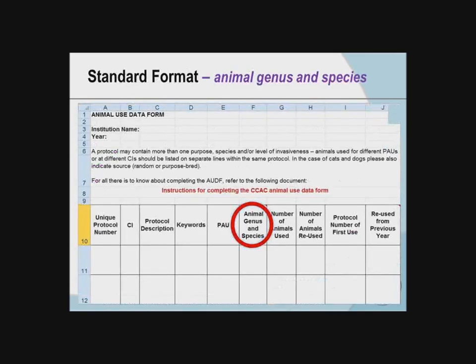So back to the form again, and the next required element is the animal genus and species.